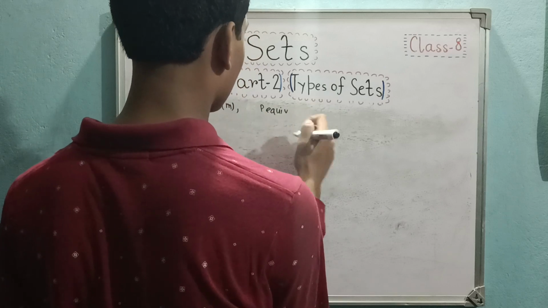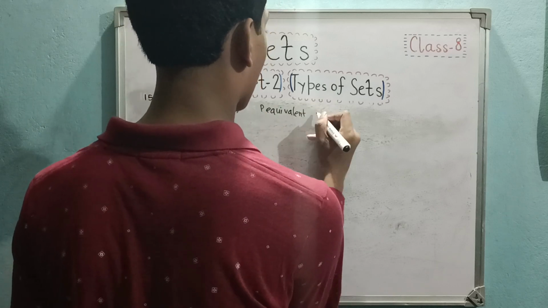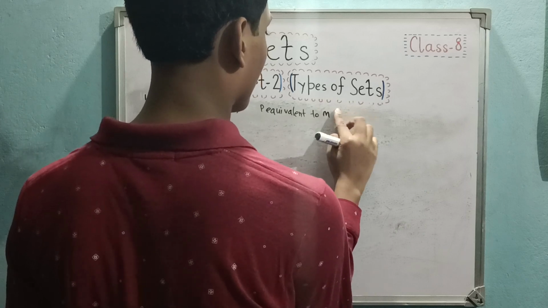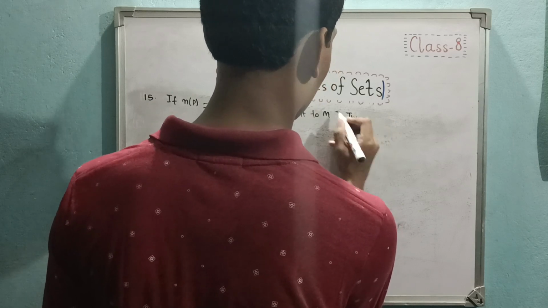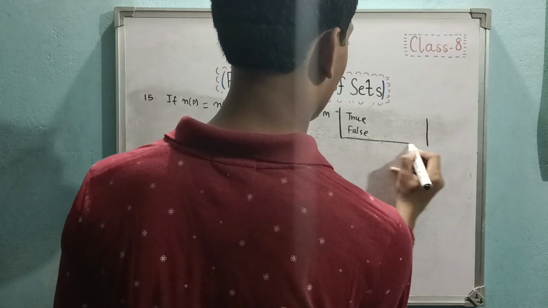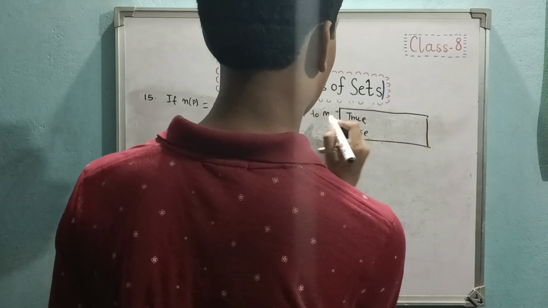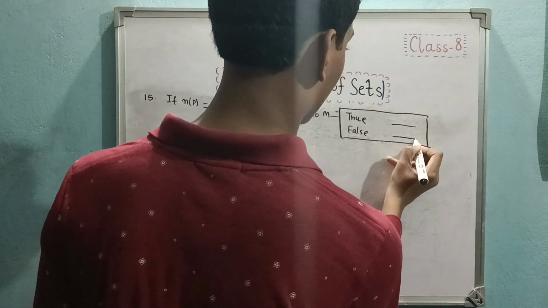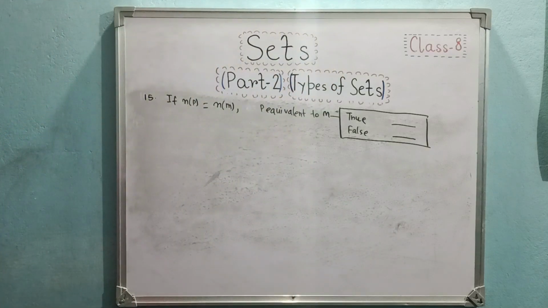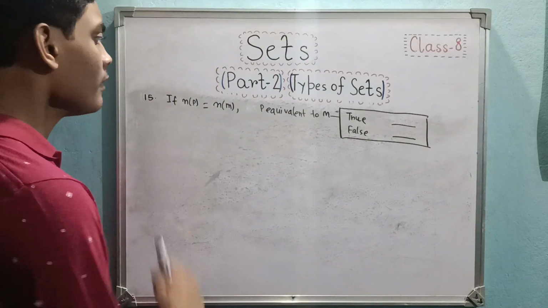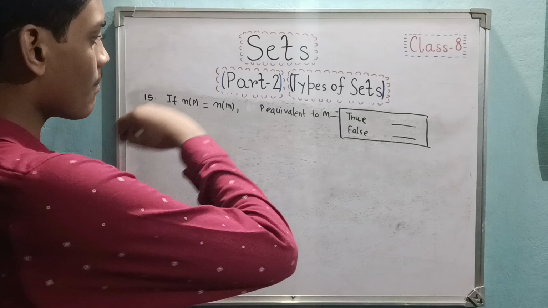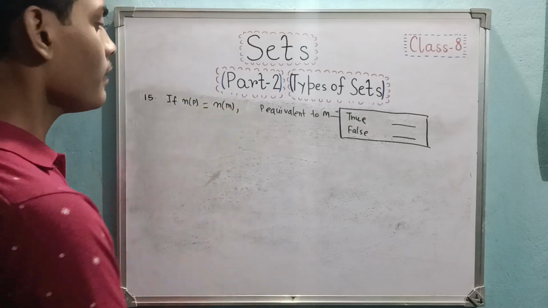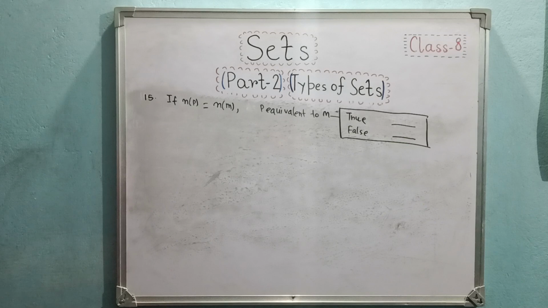No, sorry. P equivalent to M, we have to write, is this true or false? Okay. Have to see if it is true or false. So n(P) means what? The number of elements of the set P, that is equal to the number of elements of the set M. n(P) means cardinal number of P and n(M) means cardinal number of M. Cardinal number means the number of elements of a set.